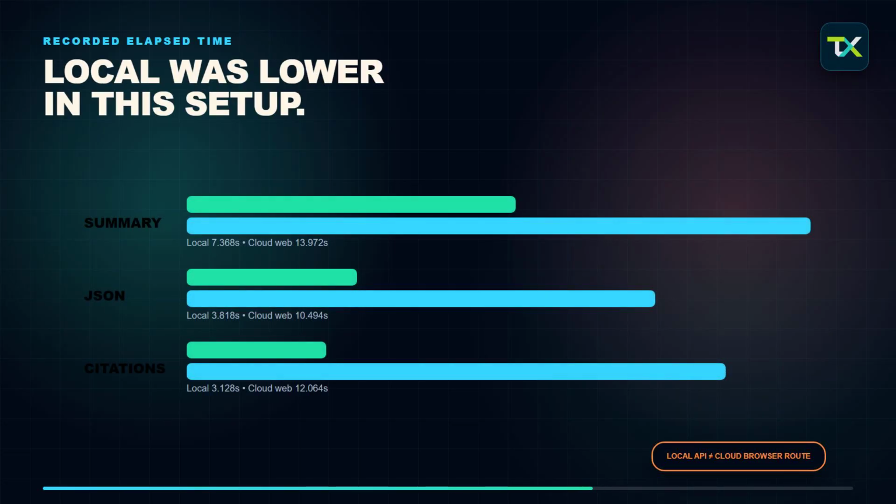On the citation task, medians were 328 seconds for local Qwen and 064 seconds for ChatGPT web. On the summary task, they were 368 seconds locally and approximately 972 seconds through the cloud route. Local recorded lower elapsed times here, but one route was a local API and the other was browser-based cloud interaction. Treat these as measurements of this setup, not a universal model ranking.